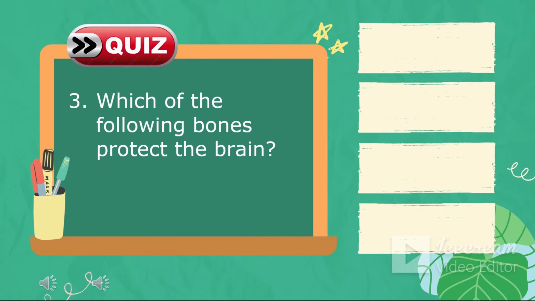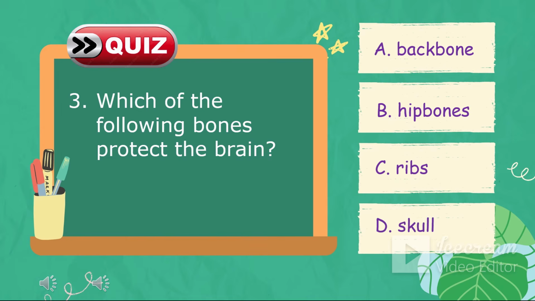Number 3. Which of the following bones protect the brain? A. Backbone. B. Hip bones. C. Ribs. D. Skull. The correct answer is letter D. Skull.